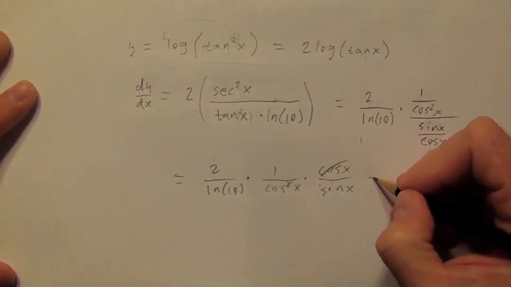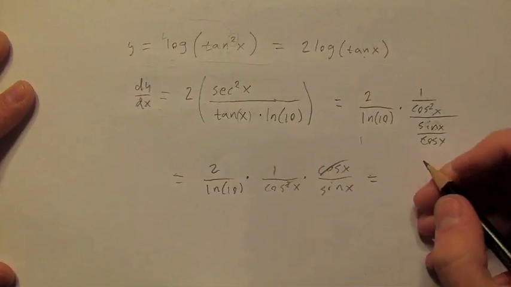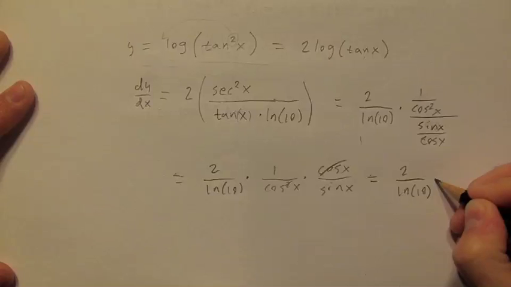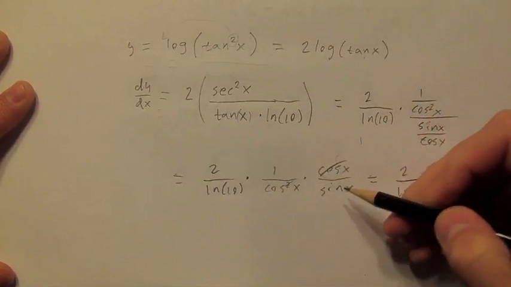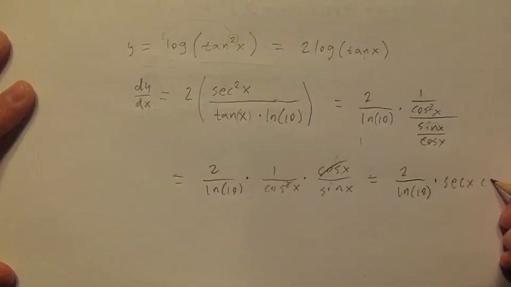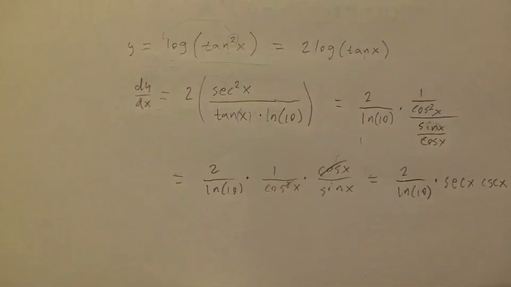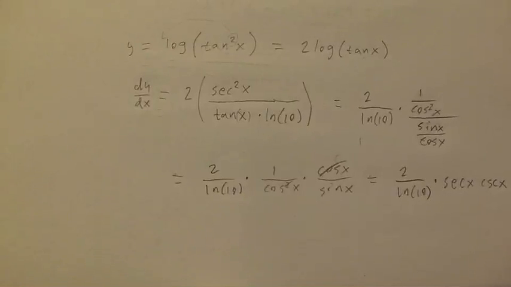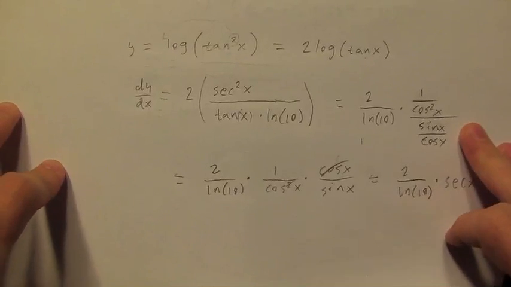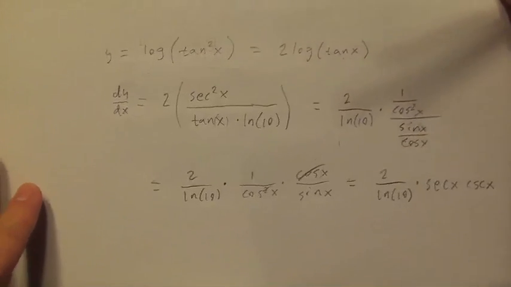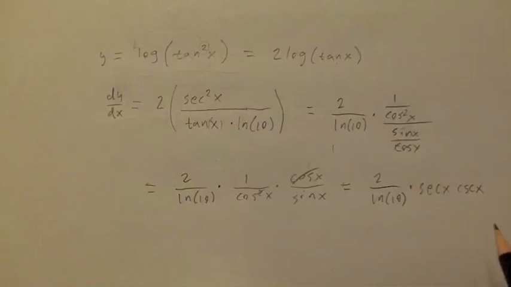Okay, which ends up being 2 over the natural log of 10 times 1 over cosine times 1 over sine. Well, that's going to be secant x cosecant x, which looks a little nicer than what we had here. Again, especially with trig functions, if you're checking your answers in the back of the book, you're going to get some things that might look like this instead of what you were expecting.